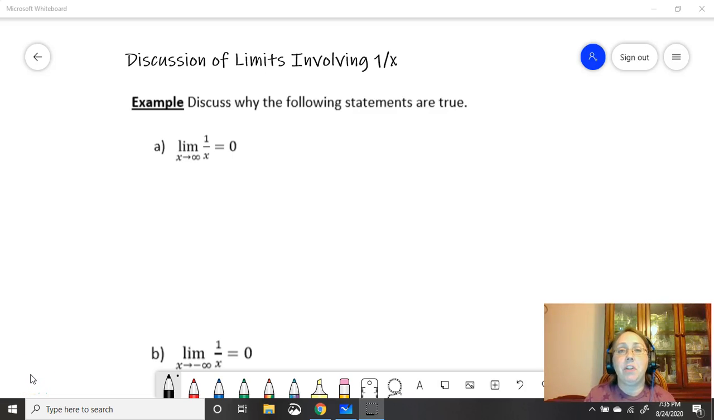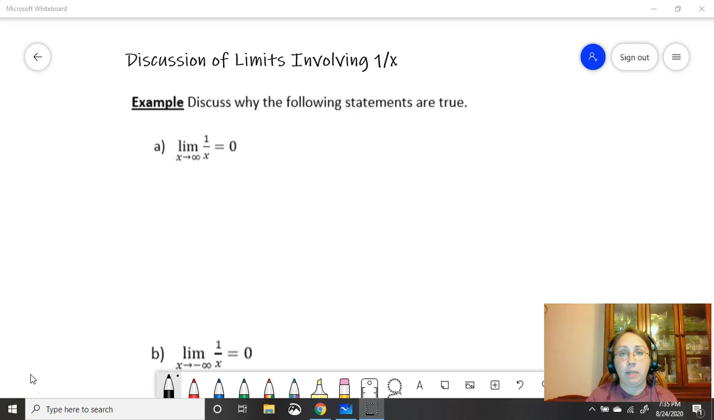Hi everybody! In this video we're going to talk about the function 1 over x, and we're going to talk about the specific case when the limit is taken as x goes to infinity. So let's review. What does it mean if x goes to infinity? X going to infinity means x is getting bigger and bigger and bigger. So you're plugging in larger and larger numbers into this function, and the question is, what is the answer approaching?